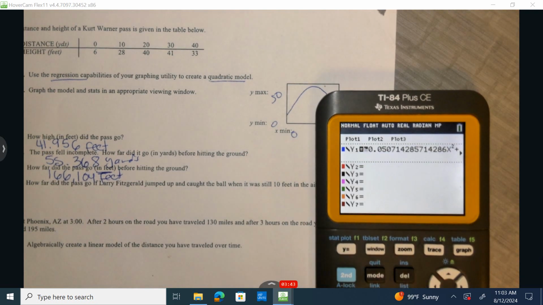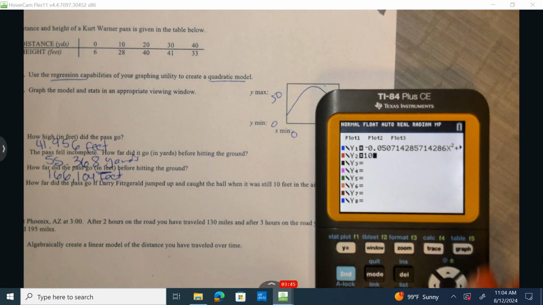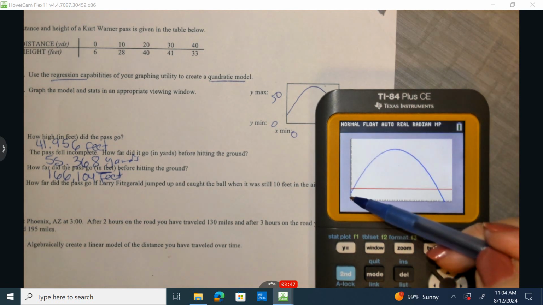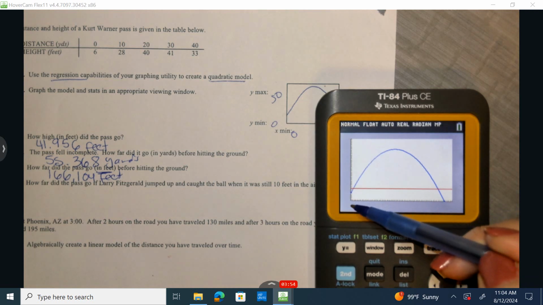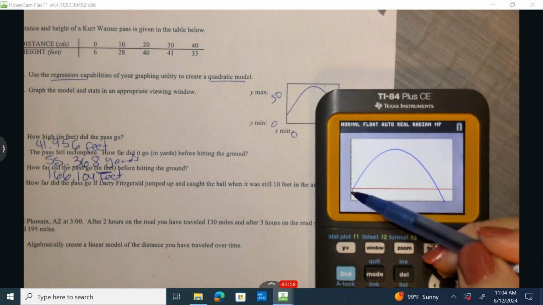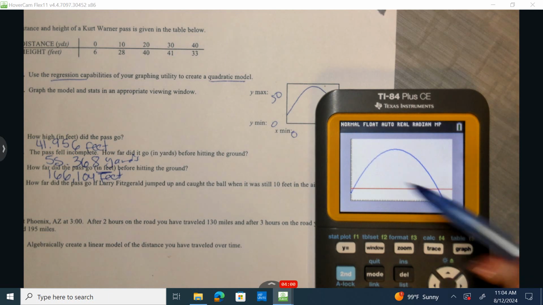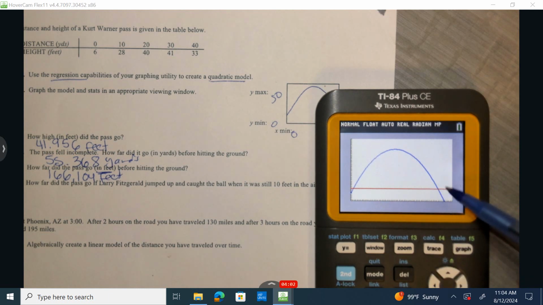How far did the pass go before Larry Fitzgerald jumped up and caught the ball 10 feet in the air? If I go up to y equals and go down to 10, this is Kurt Warner, the ball is passed. So a common mistake is students assume that Larry caught it at this position. That would be like he caught it like 2 yards after the pass was thrown. Not realistic, but we're going to assume right here it's a longer pass.